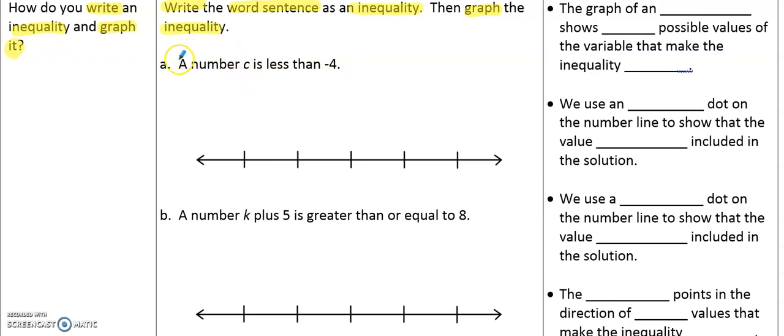A number, which of course always refers to a variable, and number C is less than -4. Now, if you go up to the key idea that's above, you probably remember that C is, well, less than. That starts with L, so it looks like a little L right here, less than -4. So we've now written this word sentence as an inequality. Now we have to graph it.